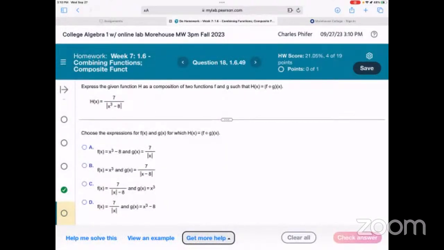Express a given function h as a composition of two functions, f and g, so that f composed g equals h. Let's see. Like if I were doing it, my g would be x cubed minus 8, as in d. D looks good, all right? X cubed minus 8, let's go with D.